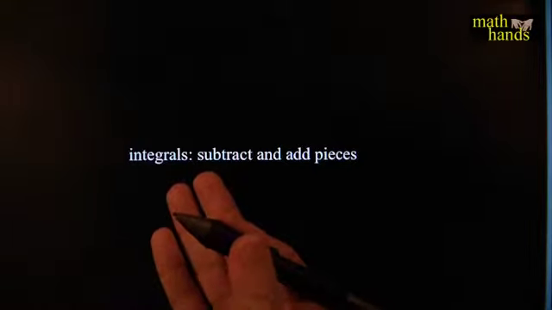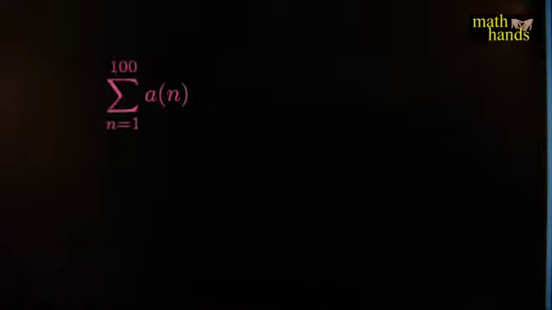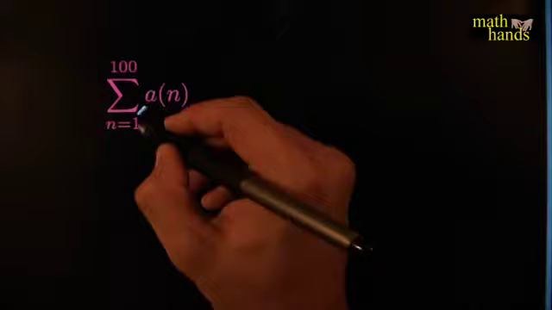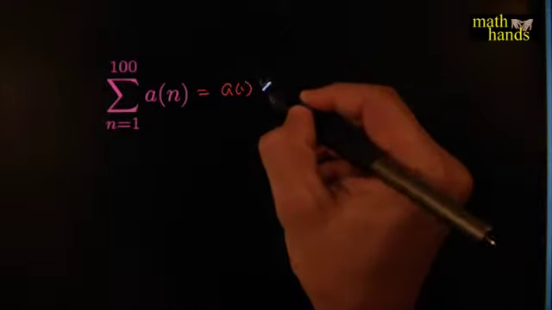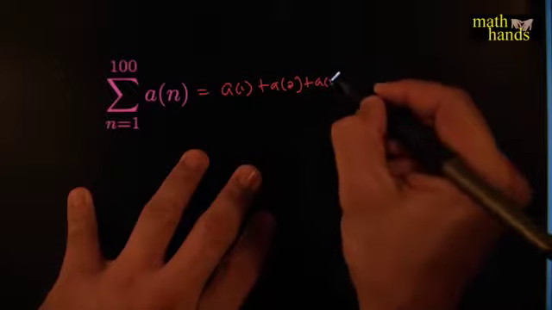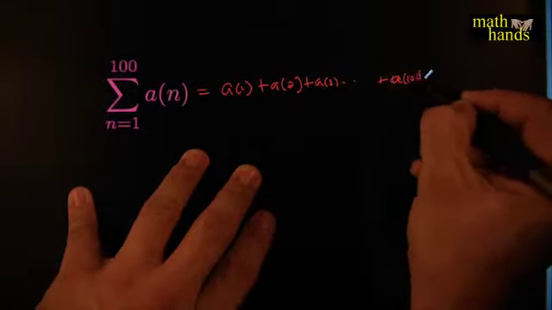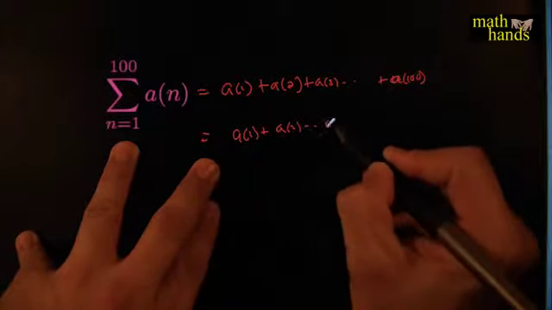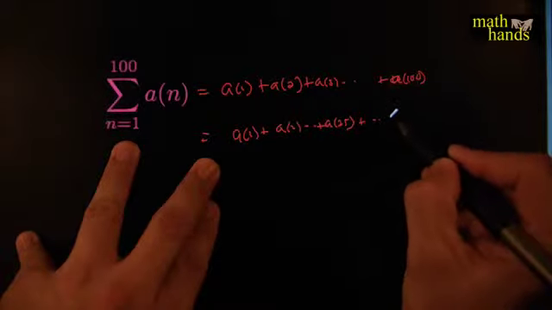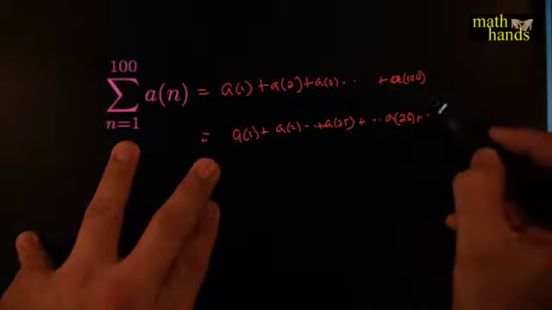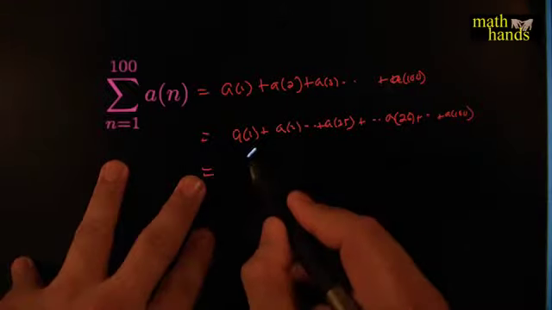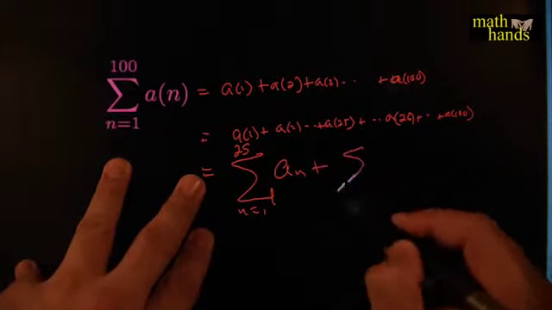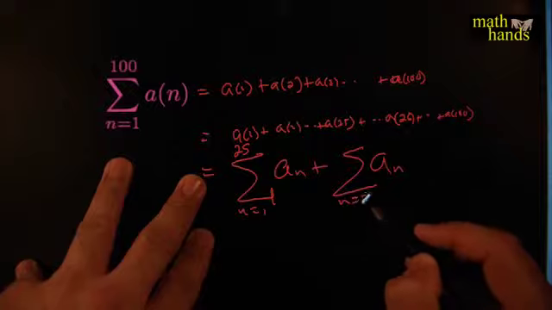The basic principle is that you can subtract and add pieces of the integral together. Let me explain. Before, let's recall, if you had the sum of all the a_n's from 1 to 100, that would be a1 plus a2 plus a3 all the way up to a100, right? Here's an interesting way to do it. You could go a1 plus a2 all the way to say a25, and then start off at wherever you left off, a26, and go all the way to a100. What that means is that you could split this sum into the sum of all the a_n's going from 1 to 25 plus the sum of all the a_n's going from 26 to 100.